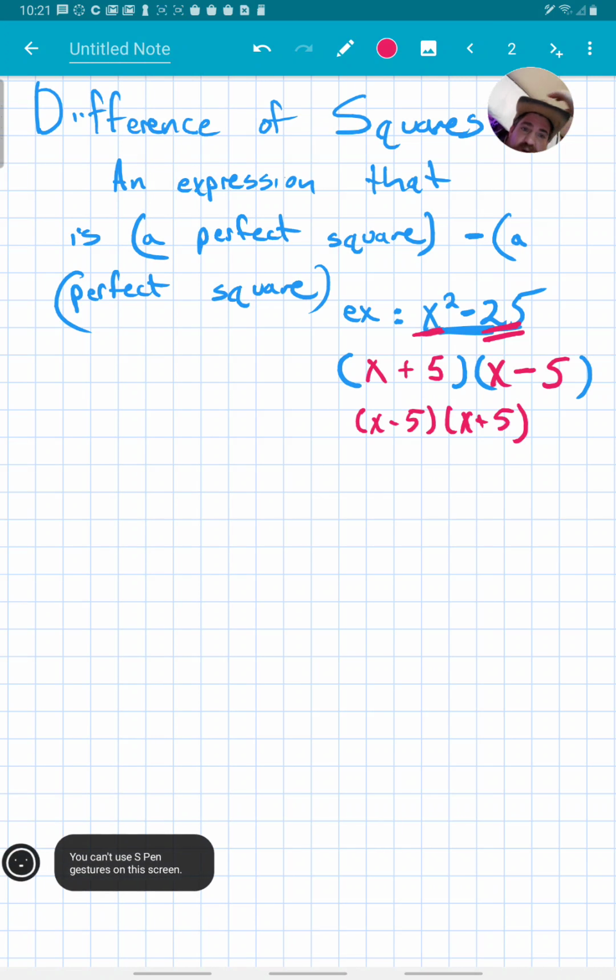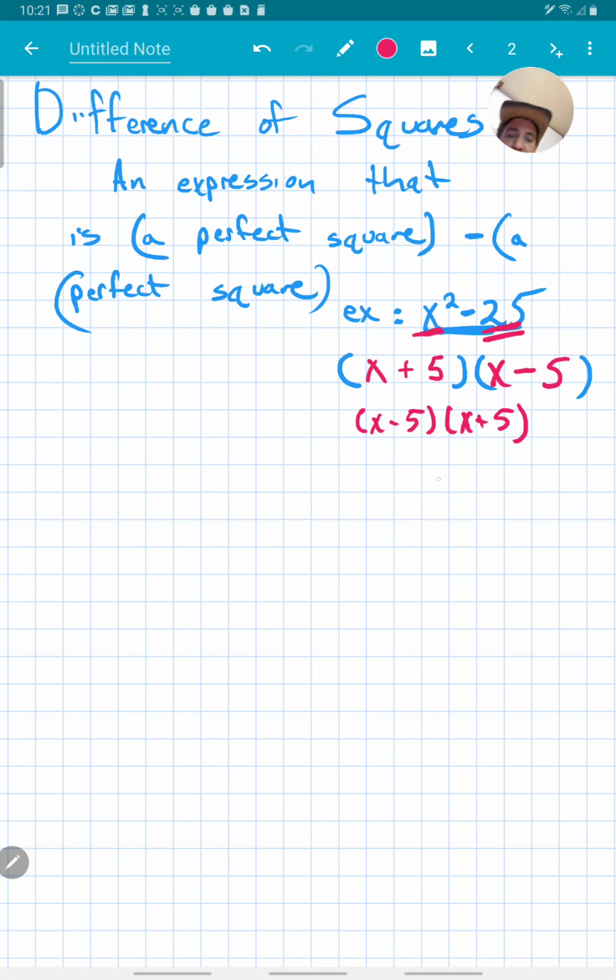Alright, so they're not always going to be quite as easy to recognize. Some problems will look something like, let's say, 16x to the fourth power minus, let's just say 25. Stick with that again.